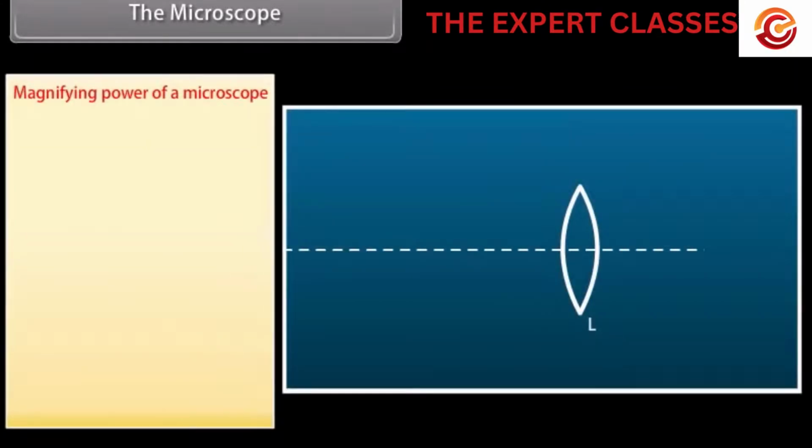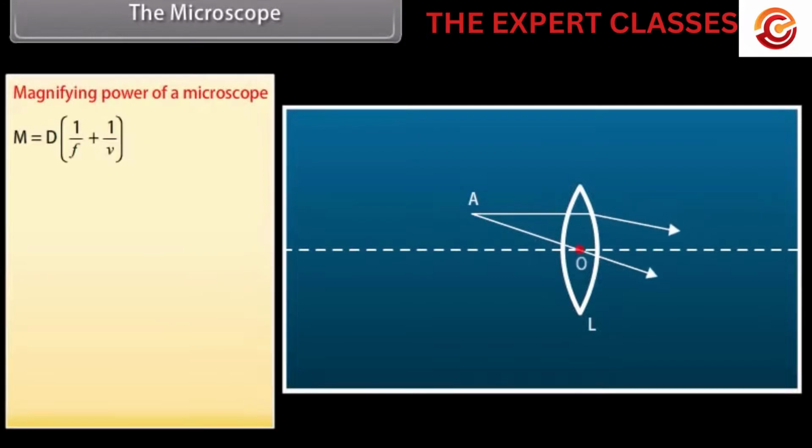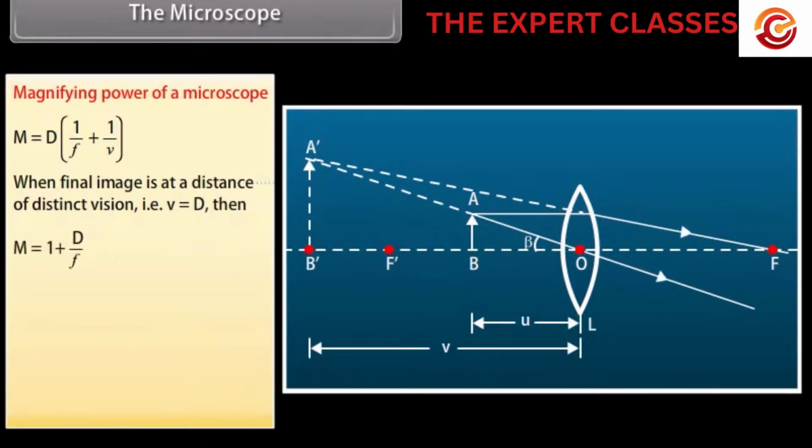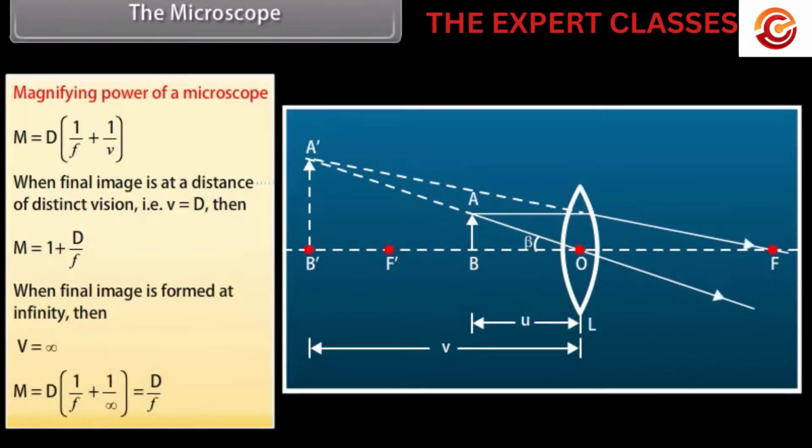Magnifying power of a microscope. M is equal to D into 1 by F minus 1 by V. When final image is at a distance of distinct vision, that is V is equal to D, then M is equal to 1 plus D by F. When the final image is formed at infinity, then V is equal to infinity. M is equal to D into 1 by F, minus 1 by infinity, equals D by F.